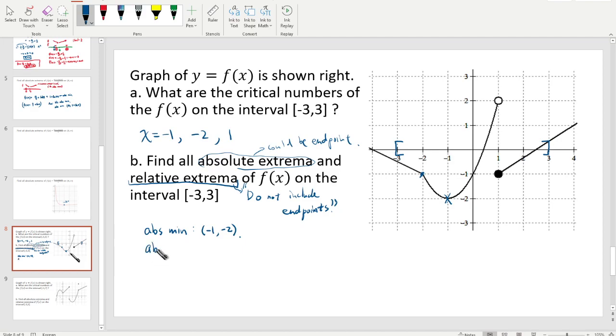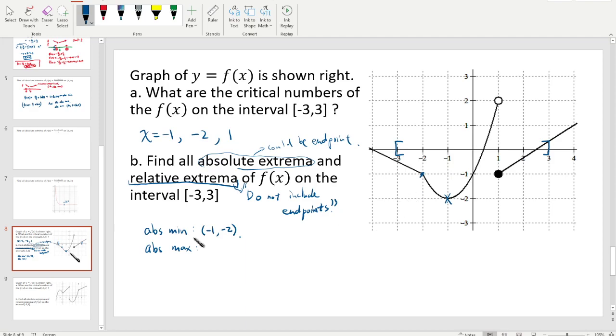Now what about the absolute maximum? Well, where's the highest point of the graph? It looks like here, right? But now we have a problem here because the graph gets closer and closer to 2. If you approach from the left side, the graph gets closer and closer to 2, but it never reaches 2, because exactly at 1, the value is -1. The graph is broken and this is an open circle, so it just gets closer and closer to 2, but it never reaches it.